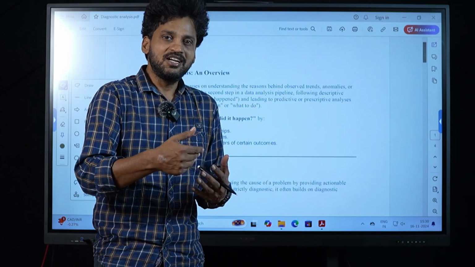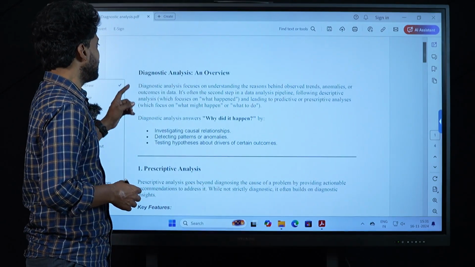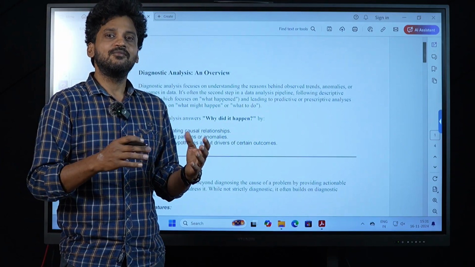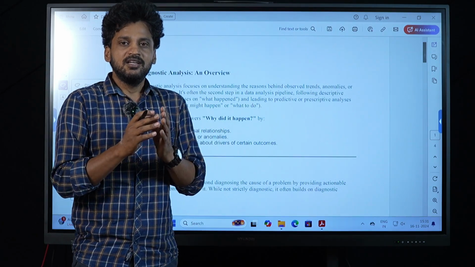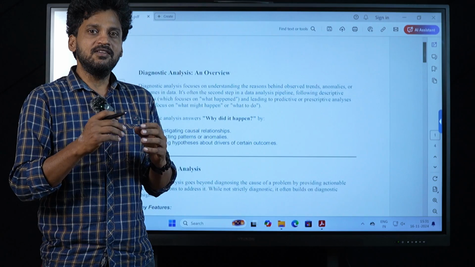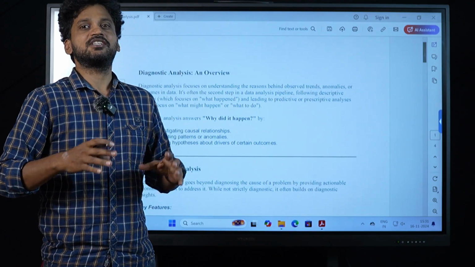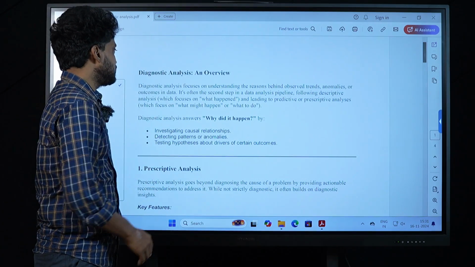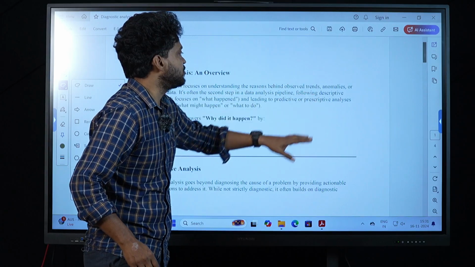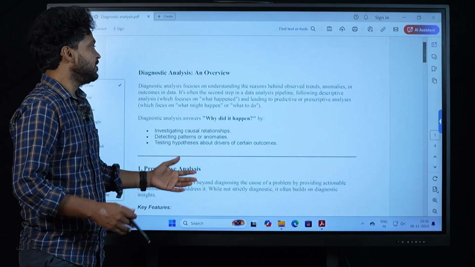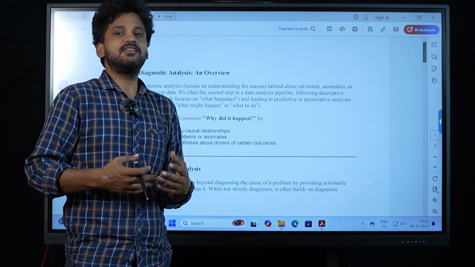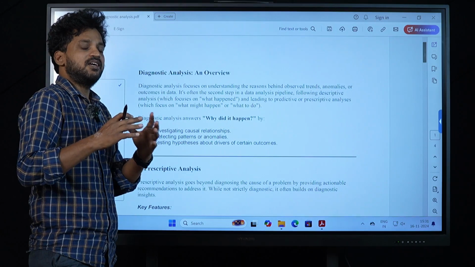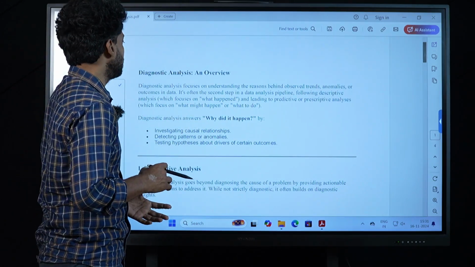Here we are going to understand the reason. When we talk about a diagnostic analysis, we will emphasize the reason more than what exactly happened. So history will be observed and we will interpret the history's reasons here in the diagnostic analysis. Let me walk you through. Diagnostic analysis focuses on understanding the reasons behind the observed trends, anomalies or outcomes in the data. We will observe trends, anomalies in the data that we collected, and why exactly an outcome happened in a past event will also be observed.